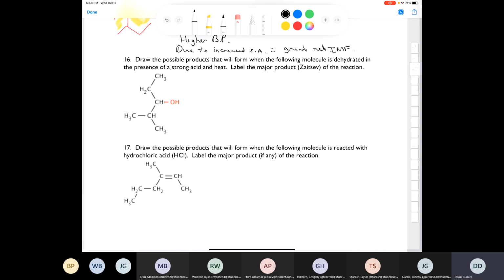Draw possible products that will form when the following molecule is dehydrated in the presence of a strong acid. We get a strong acid, and we're heating it up. Label the major product, the Zaitsev product from the reaction. Okay, so remember, if we're doing a dehydration reaction, that means we're going to lose water in this reaction, right? We're going to lose water somehow. Where's the water going to come from?